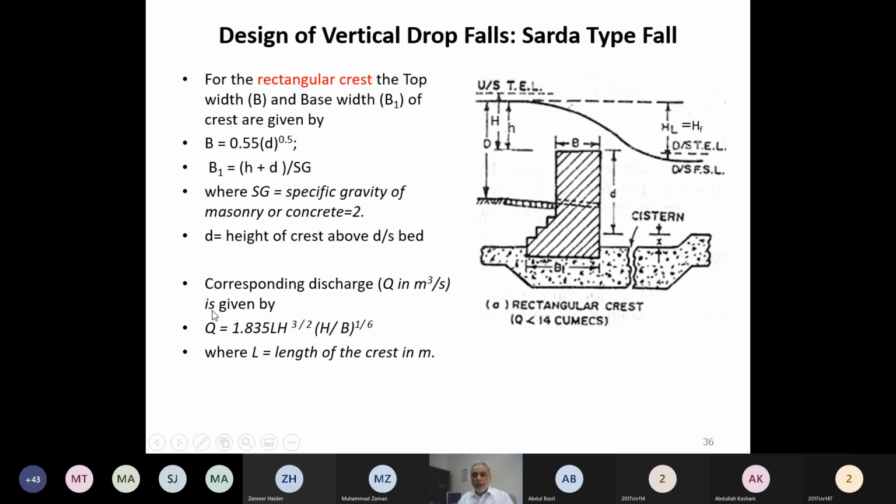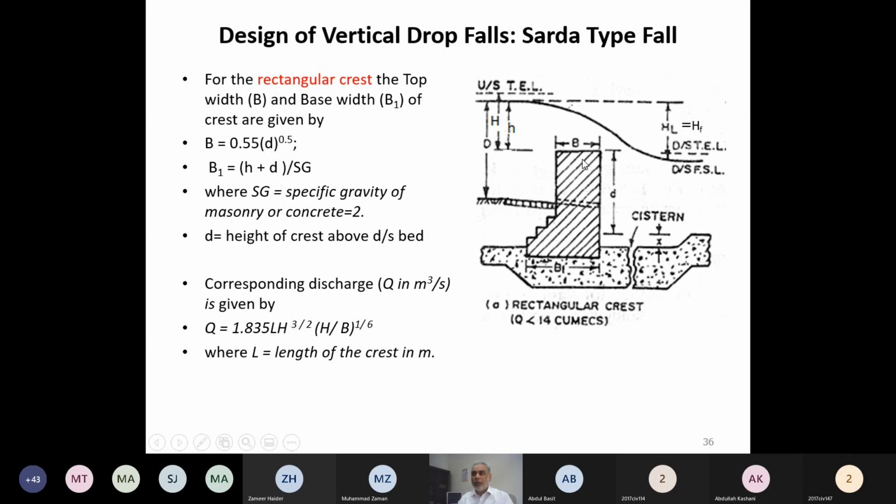So for a vertical drop fall, a formula of this shape is utilized. Coefficient times length of the fall, and the length is not visible, that is perpendicular to this paper. And I told you that the length will be equal to the bed width of the canal into h power 3 by 2 into h over b power 1 over 6. So this formula can be utilized to estimate the discharge passing capacity of this fall.